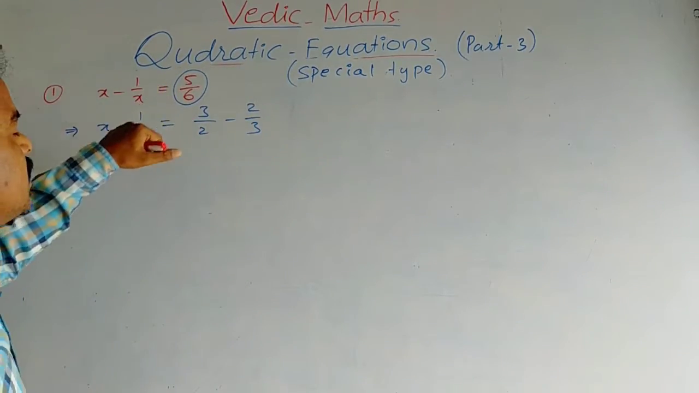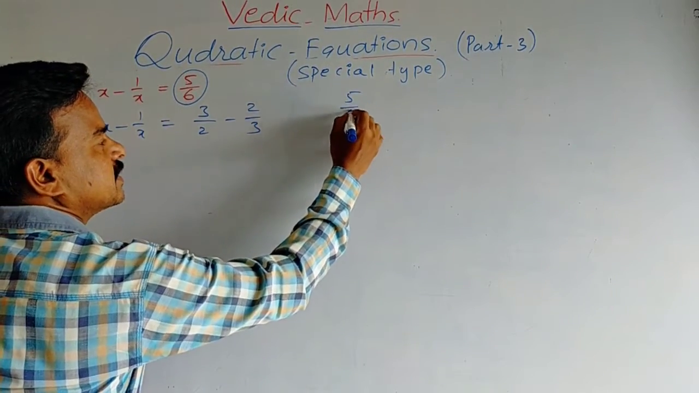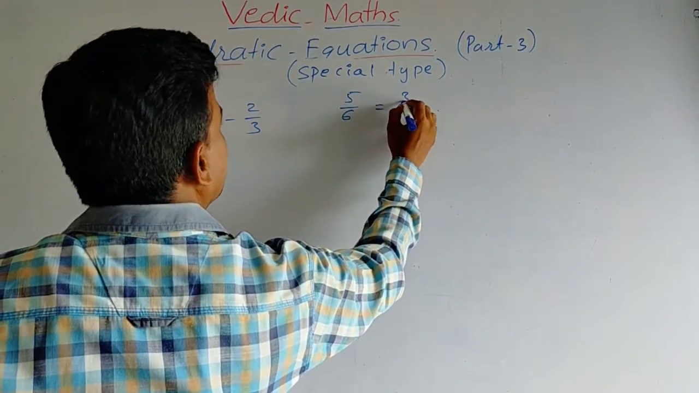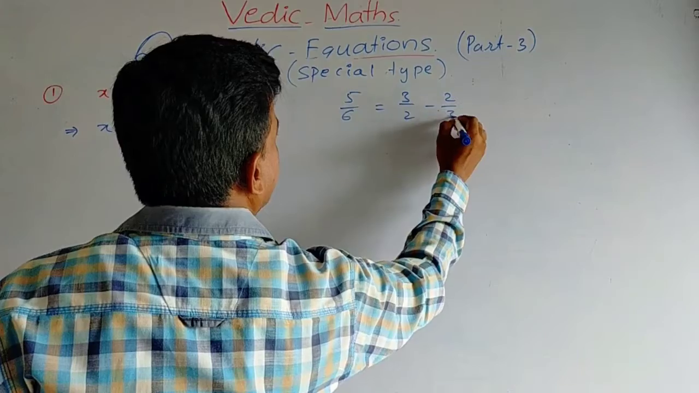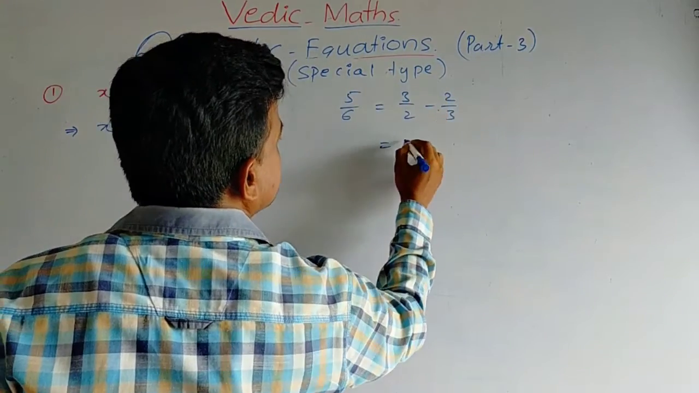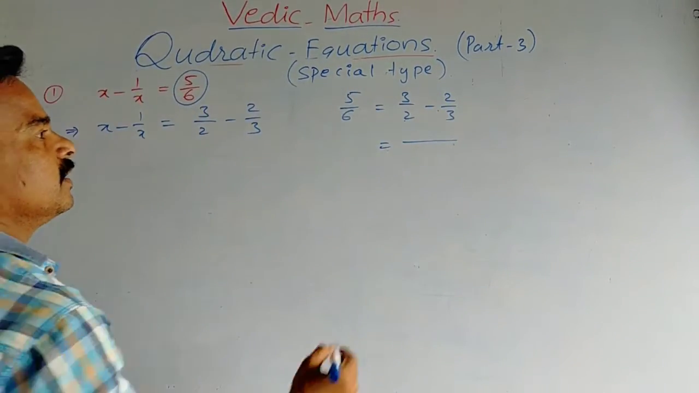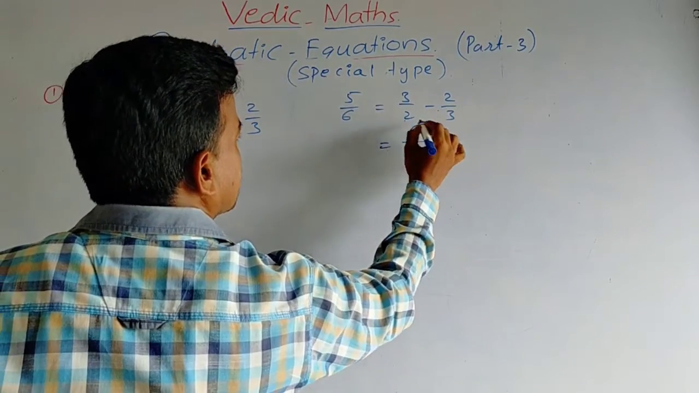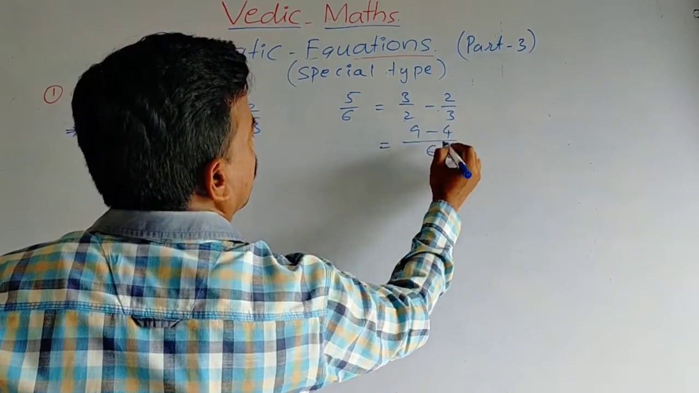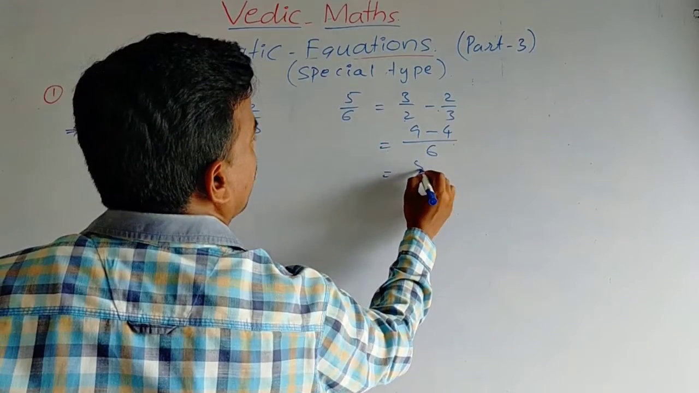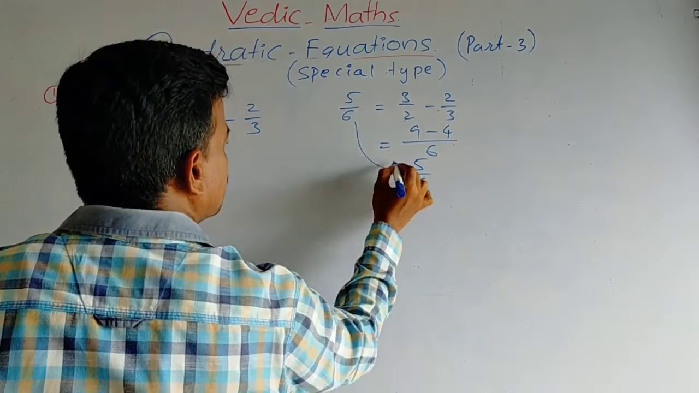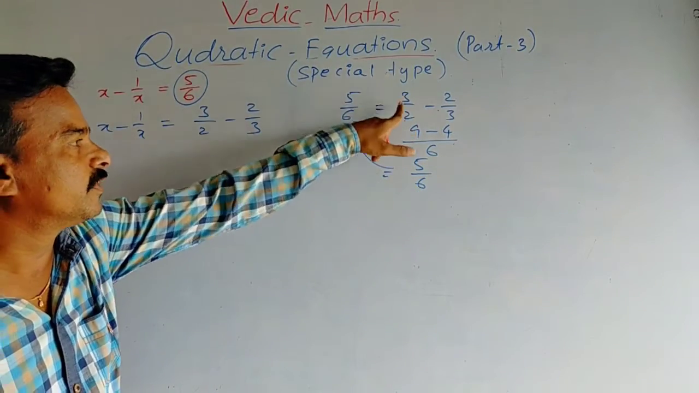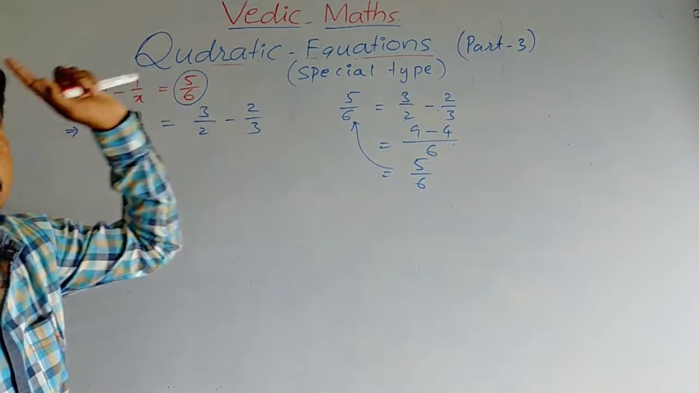How can we write 5 by 6? You see here, 5 by 6. We can write this as 3 by 2 minus 2 by 3, because you solve this: what is the LCM of the denominators 2 and 3? 6. 3 times 3 is 9 minus 2 times 2 is 4. It is equal to 9 minus 4, 5 by 6. This one came. So this 5 by 6 we can write as 3 by 2 minus 2 by 3.